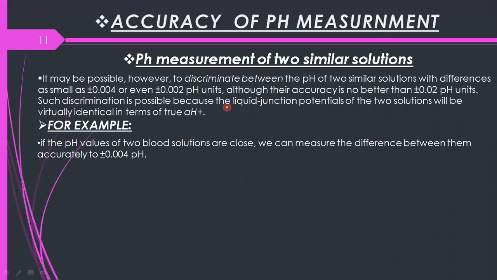pH measurement of two similar solutions. It is also possible to discriminate between the pH of two similar solutions with differences as small as 0.004 or even 0.002 pH unit, but this is not better than 0.002 pH unit because of the liquid junction potential. For example, if the pH values of two blood solutions are close, we can determine their difference accurately to 0.004 pH unit.